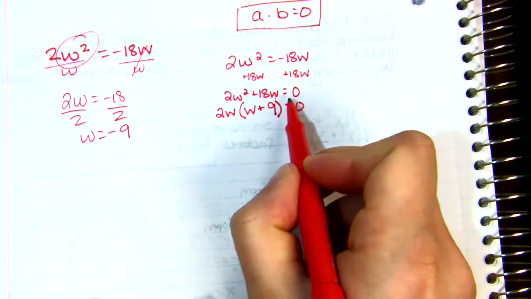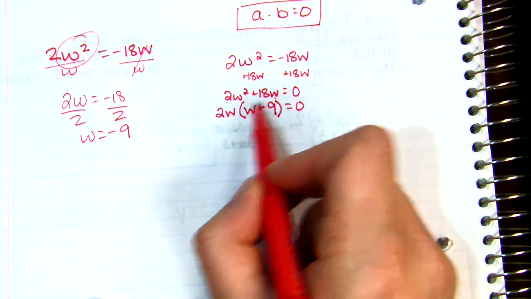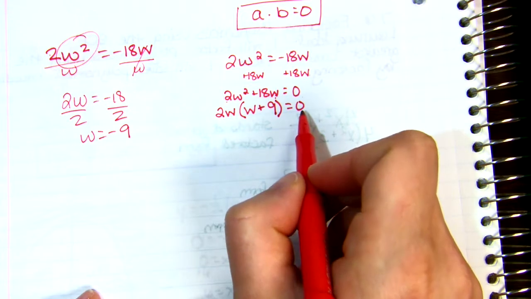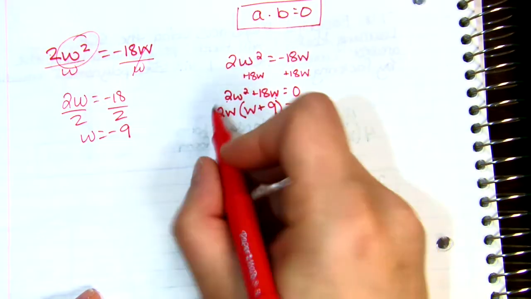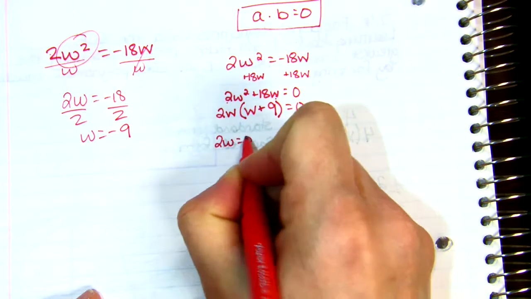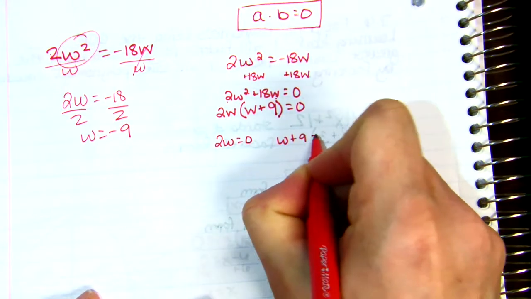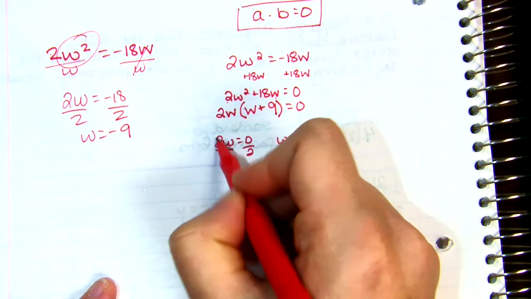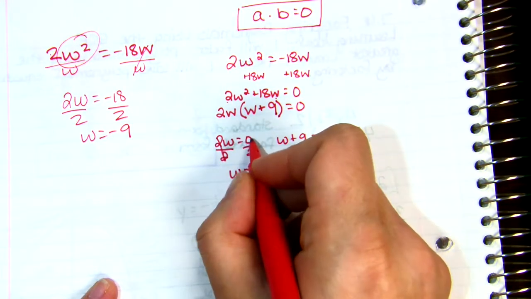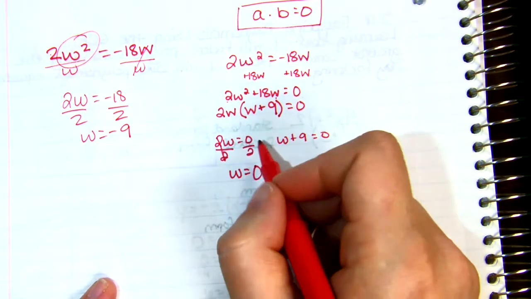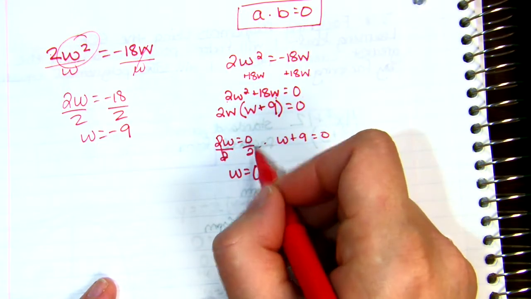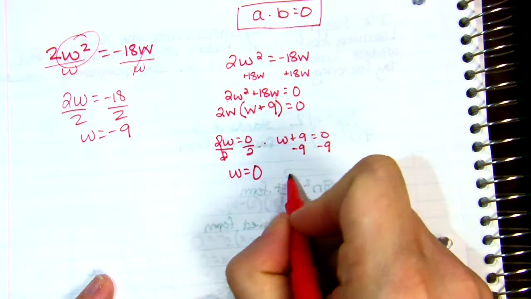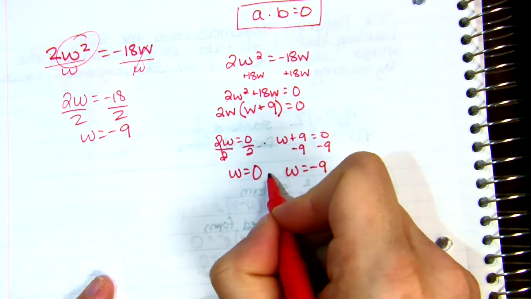So when I factor this using the greatest common factor, here's my standard form. I get 2w times w plus 9 equals 0. Now I can use that zero product property that we learned yesterday. Either 2w equals 0 or w plus 9 equals 0. If 2w equals 0, I would divide each side by 2, and I get w equals 0 divided by 2, which is 0. It is not undefined. I'm allowed to divide 0. So w equals 0. Or if I subtract 9 from each side, I get w equals negative 9.